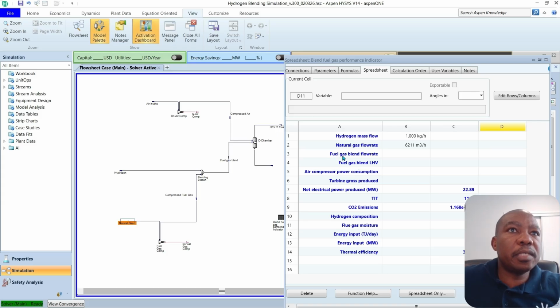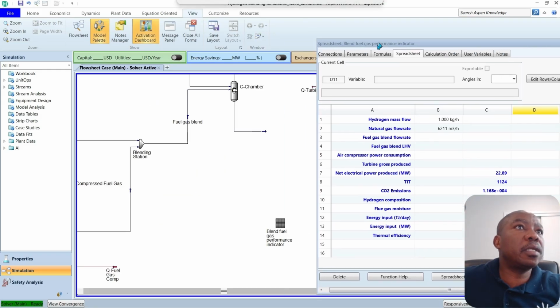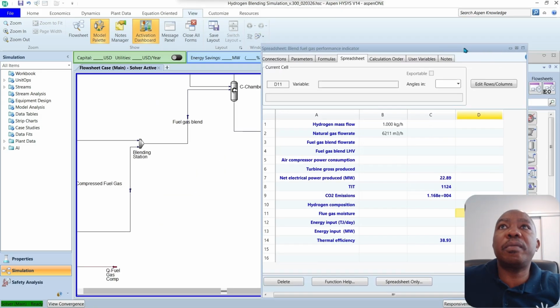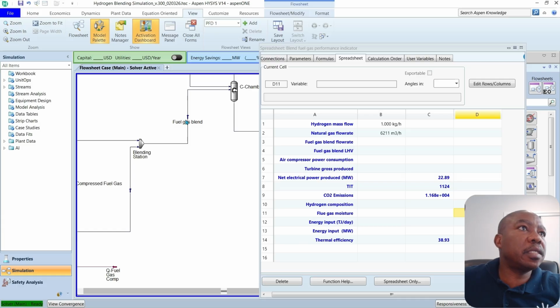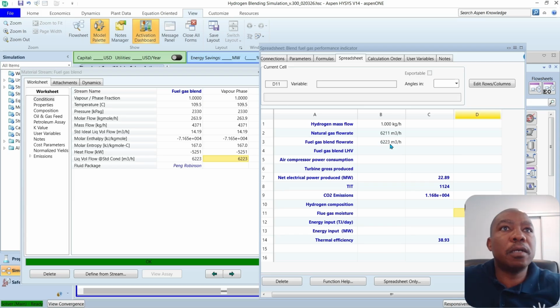And then the fuel gas blend flow rate will be this stream here, the fuel gas blend. Let me just zoom in here. I'm pretty sure some of you will be struggling to see where I'm getting these numbers from. That's the fuel gas blend flow rate, this stream here that's going to the combustion chamber. It is 6,223. This is the 6,211 plus the 1 kilogram per hour of hydrogen that we just put in.